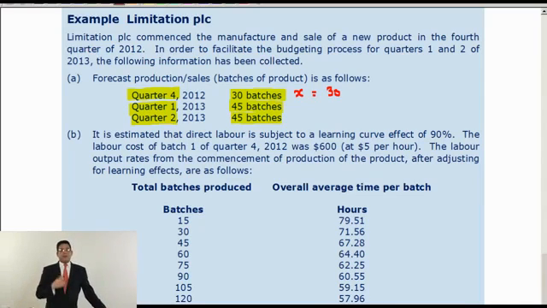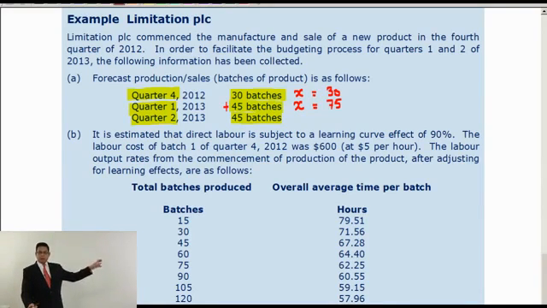Okay. When the first quarter ended, we had produced another 45. So can we say X equals 75, including the batches of quarter number 4? So when quarter number 1 ended, in total, we had produced 75 batches, which includes the effect of quarter number 4 and quarter number 1. And why did I add 30 and 45 for the learning curve?